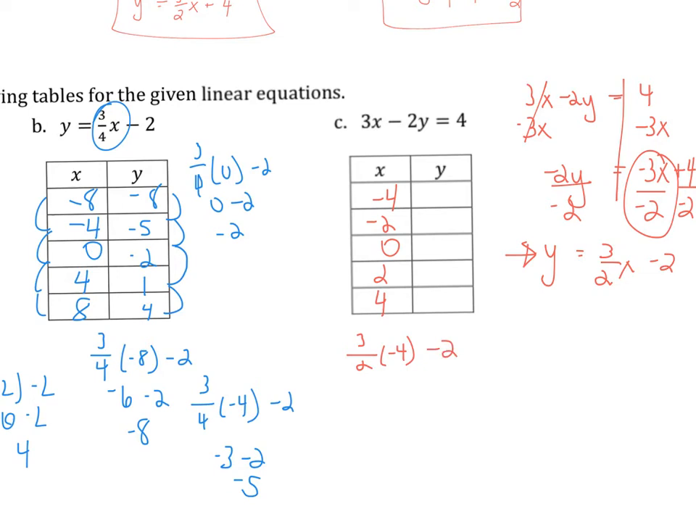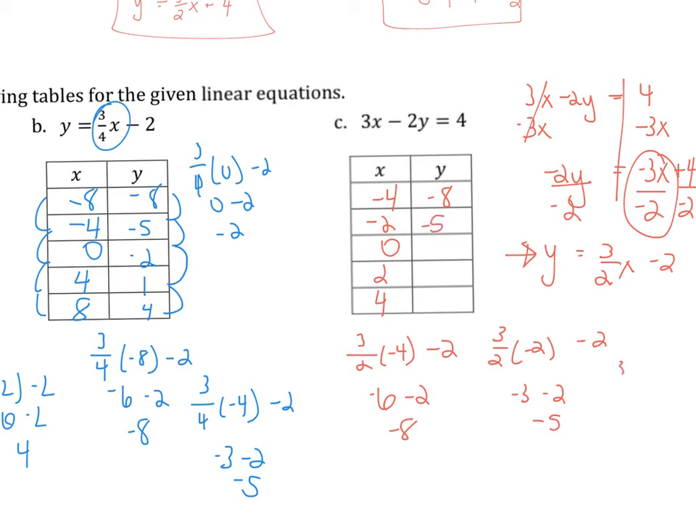3/2 times negative 4 is negative 6. Said that wrong. It's going to be negative 8. Plug in the negative 2. 3/2 times negative 2 is negative 3, which gives us negative 5.